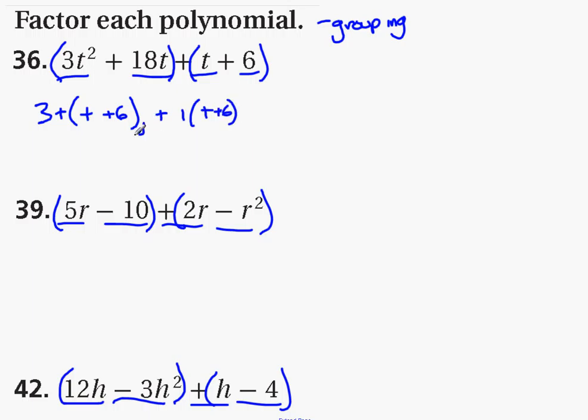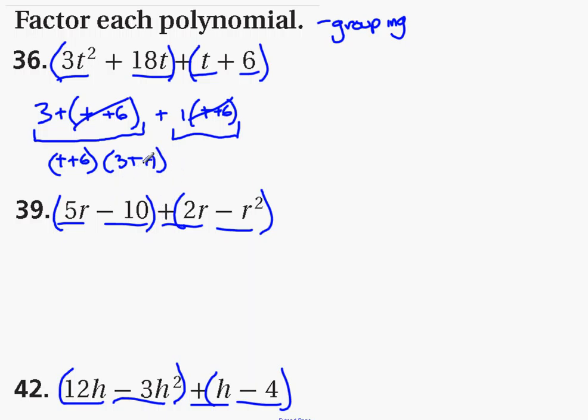So as in our previous exercises, we have 2 terms. And the common factor between the 2 terms is t plus 6. So if we get rid of those 2 factors, we're left with 3t plus 1. 3t plus 1. And we're done. We just factored that polynomial.